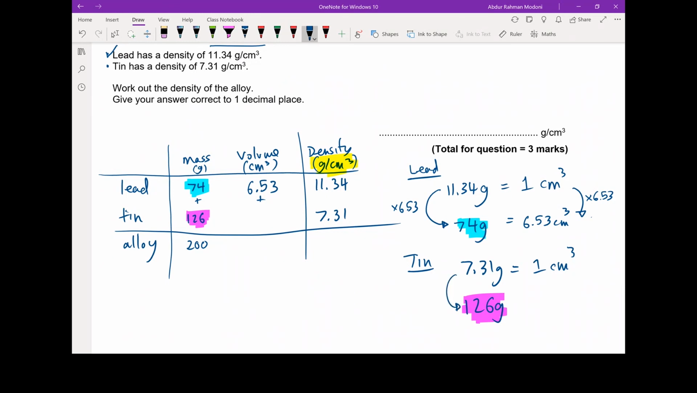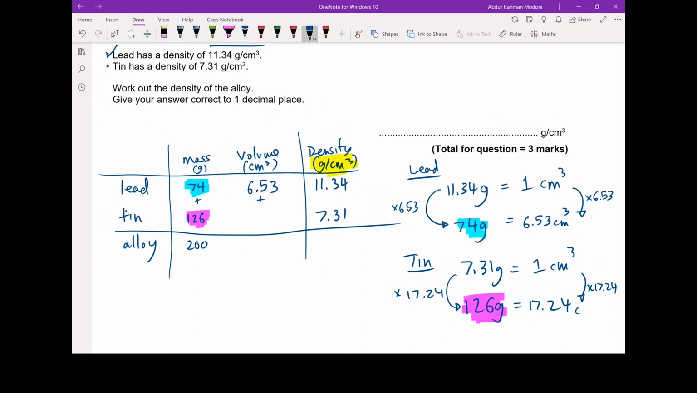Well, to get there, I can do 126 divided by 7.31. And that tells us that we need to multiply by 17.24. And so I need to do the same on the right hand side as well, times by 17.24. 1 times 17.24 is that.